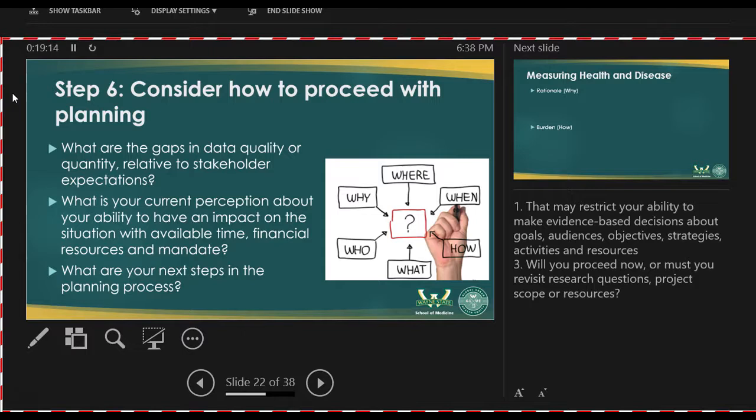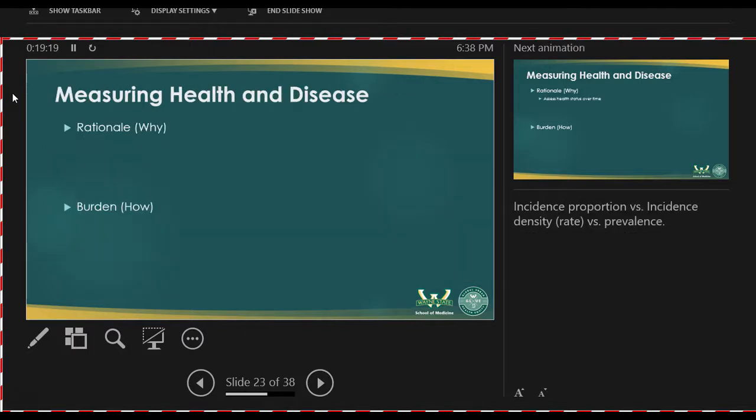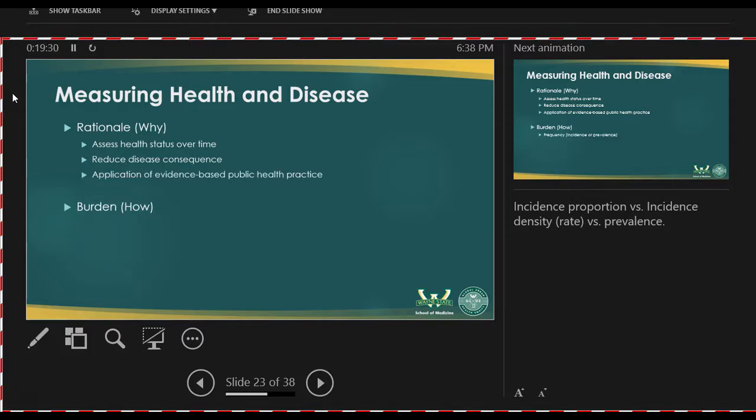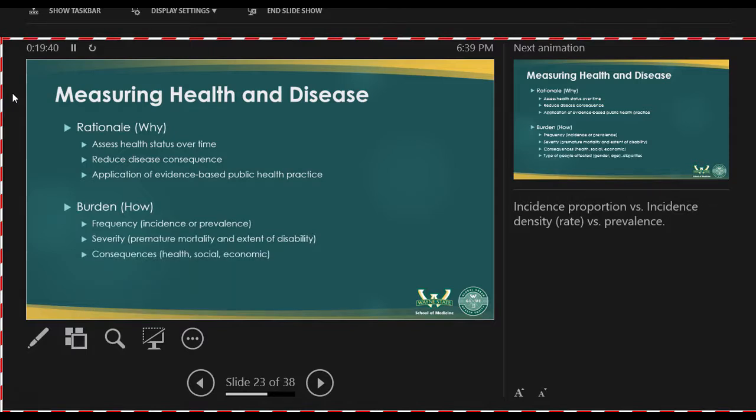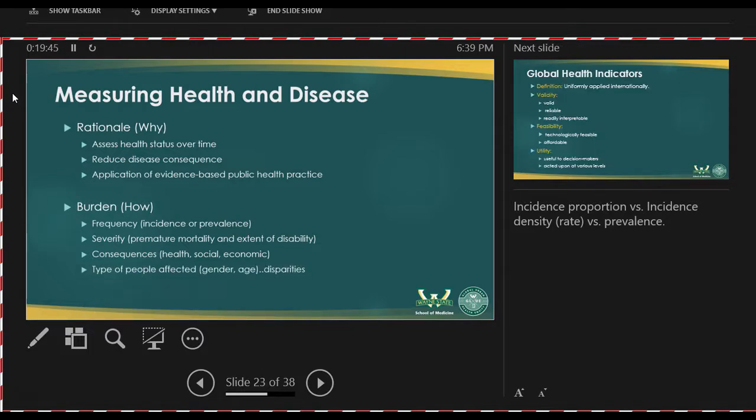So next, I want to talk a little bit about measuring health and diseases. So why would you want to measure, and how would you want to measure? Why: you want to assess health status over time, you want to reduce disease consequences, and you want to apply evidence-based public health practice. How: you want to do incidence and prevalence, severity, premature mortality and extent of disability, consequences like health, social, economic consequences, and type of people affected, gender, age disparity. So these are different types of health measurements that we can do.